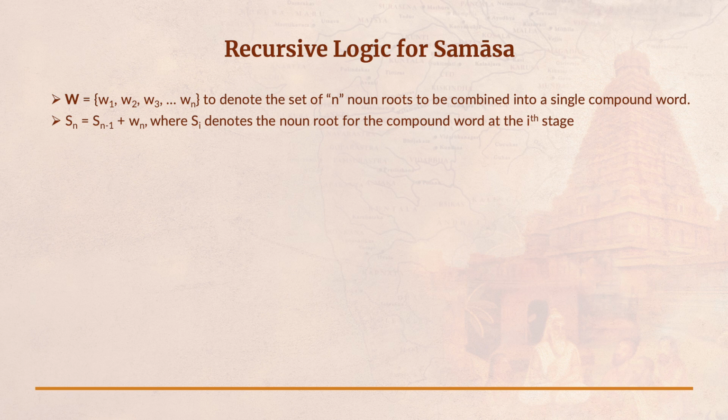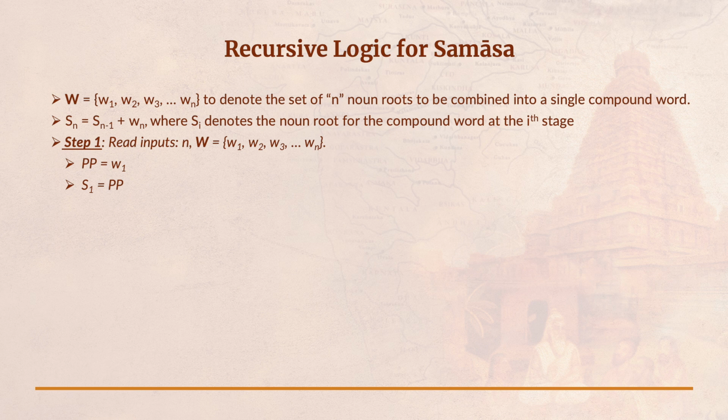Now the compound word can be formed recursively. At stage n, we may already have a compound word from the previous stage, designated Sn minus 1. Simply add the noun root of the nth stage, and you get the compound root at the nth stage, which is called Sn. How do we do that? We will see a simple recursive logic. Read inputs n and W equal to W1, W2, and so on, the set of noun roots which are to be combined. Let the first noun root be the Purvapada, and let the compound word also be the Purvapada, because a single word is a compound word for now.